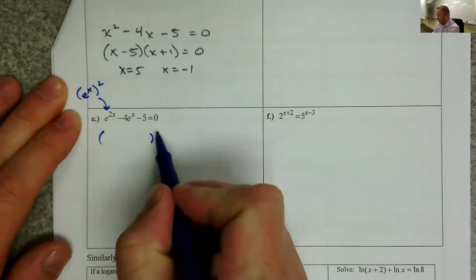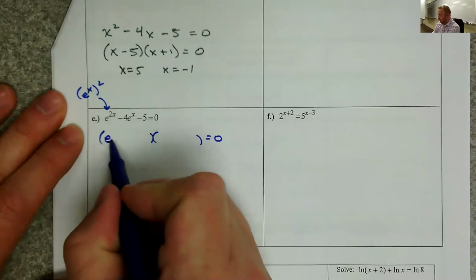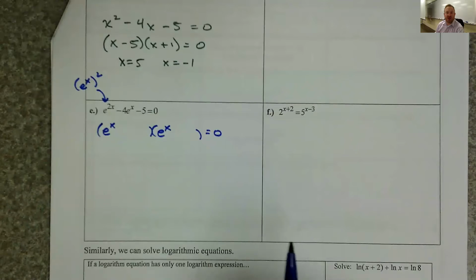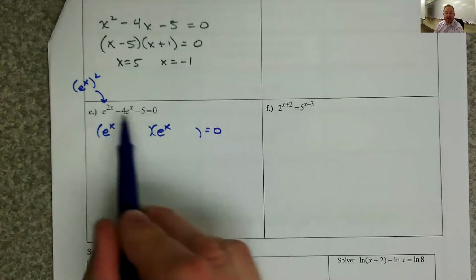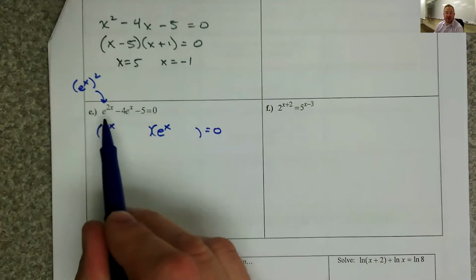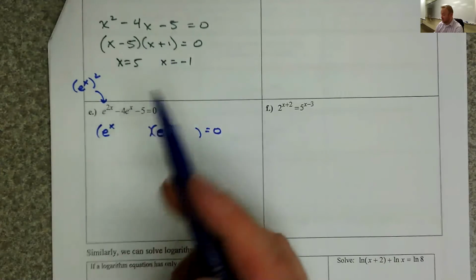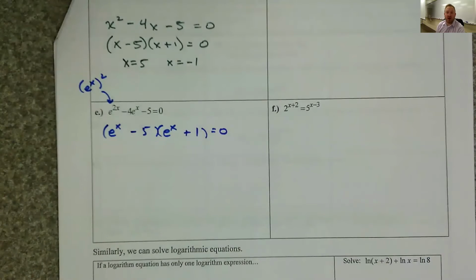We're still going to factor it. And I know that seems weird to factor, but it's not that bad, because notice that the first term in each factor is just going to be e to the x, because when I FOIL this, e to the x times e to the x gives me that e to the 2x. And my last times last is going to be the same as it was up here, which is negative 5 and positive 1. And so there's our factored form.